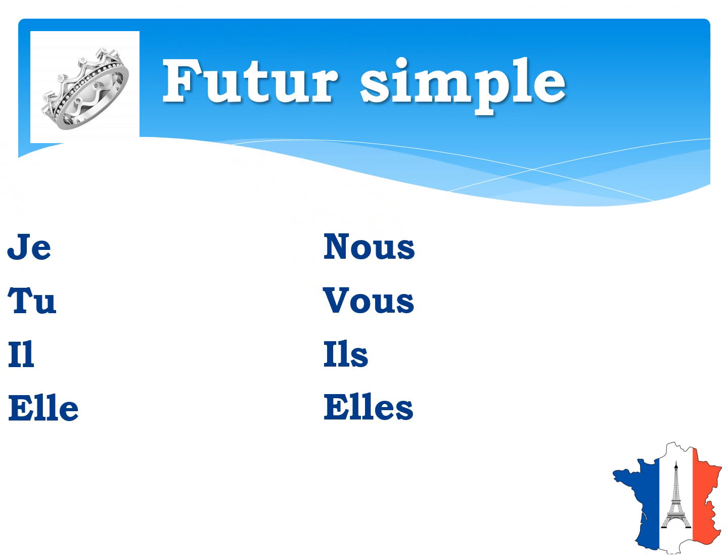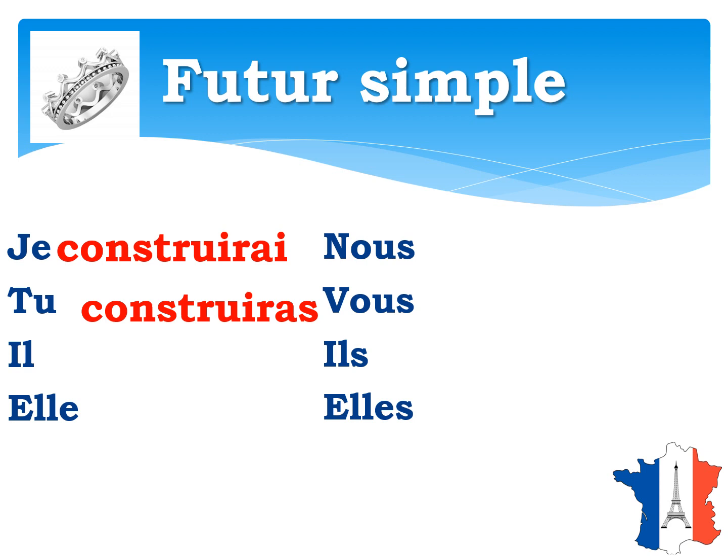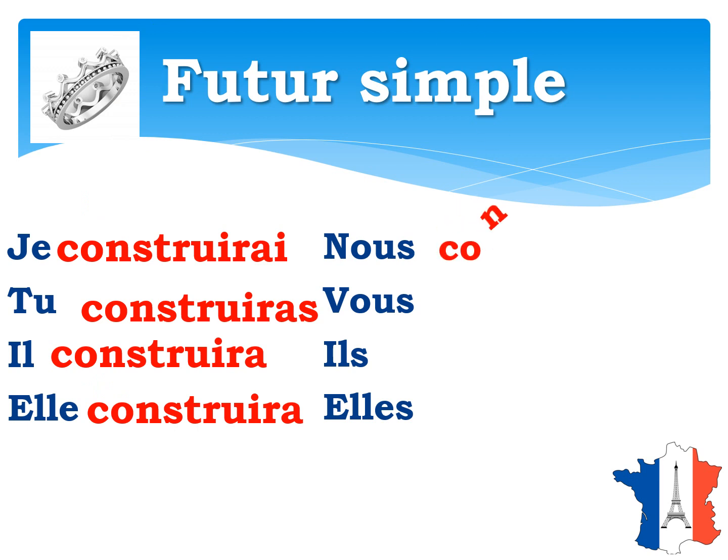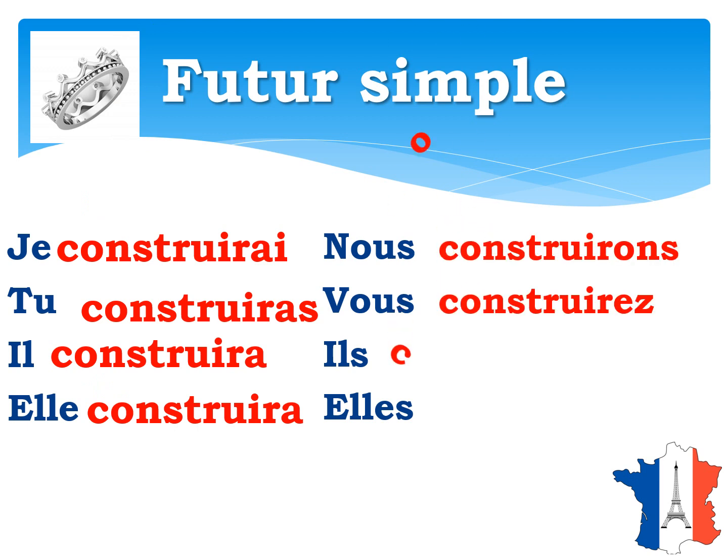Futur simple conjugation is construire ending with the e. So, we take off the e and then add the R endings. So it's je construirai, tu construiras, il construira, elle construira, nous construirons, vous construirez, ils construiront, elles construiront.